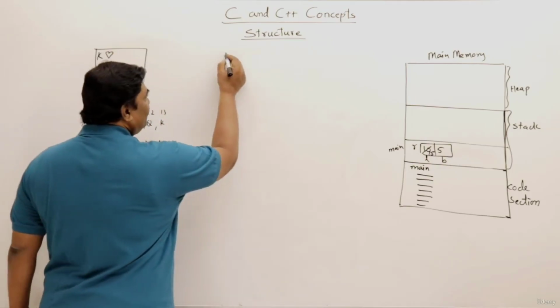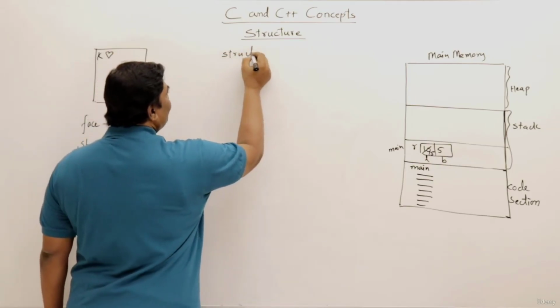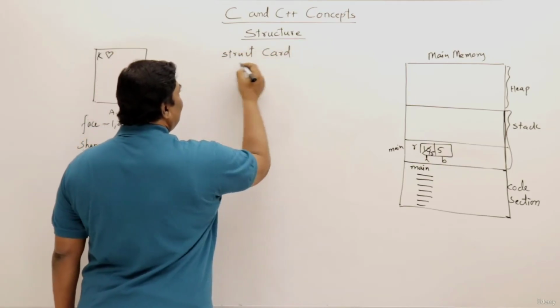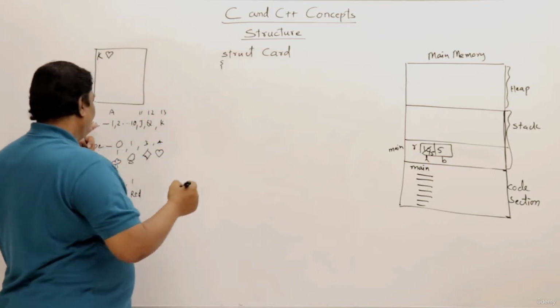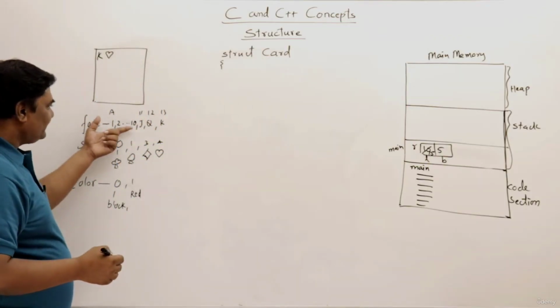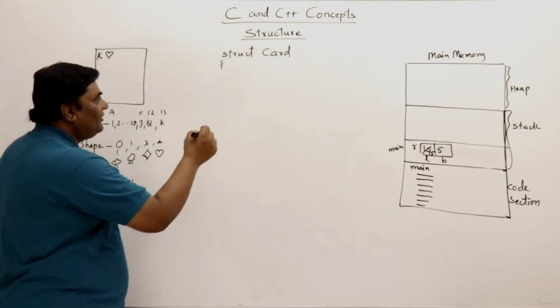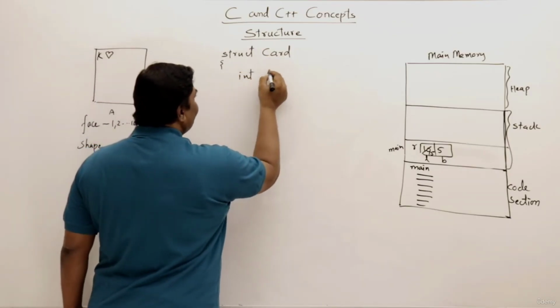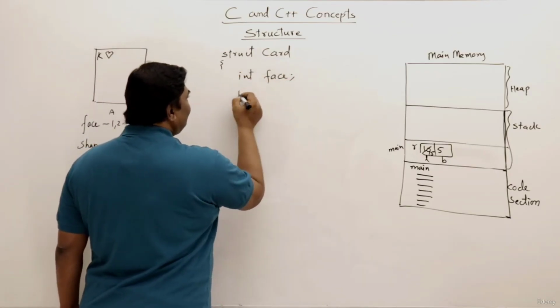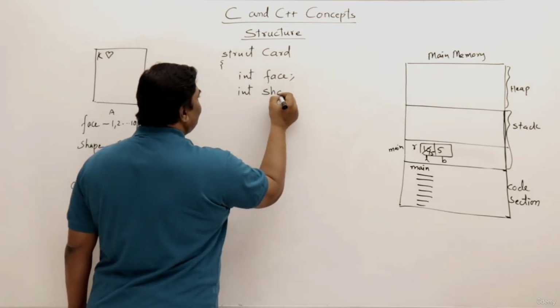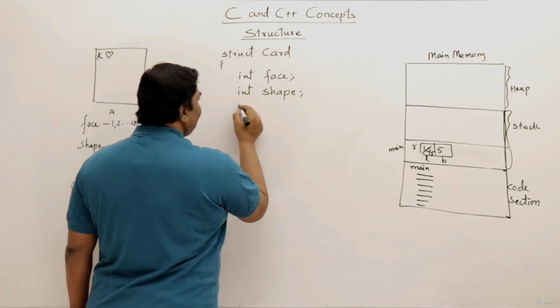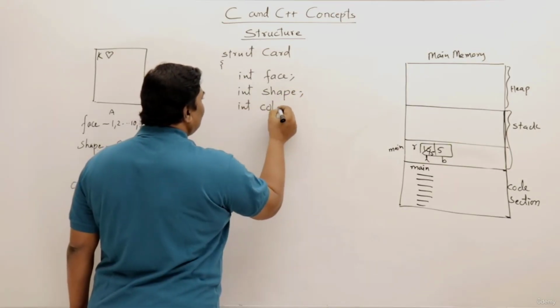Let us define a structure. Struct card. What are the members? All these are integers only now. This is integer, right? So all are integer. First one is integer face value. And the second one is integer, that is shape. And the third one is integer, that is color.